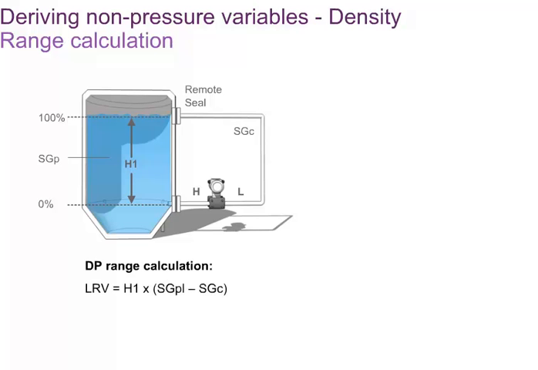Lower range value, LRV, equals height H1 multiplied by minimal specific gravity of process liquid, SGPL, minus specific gravity of liquid in capillary, SGC. Upper range value equals lower range value plus height H1 multiplied by maximal specific gravity of process liquid, SGPH, minus minimal specific gravity of process liquid, SGPL.